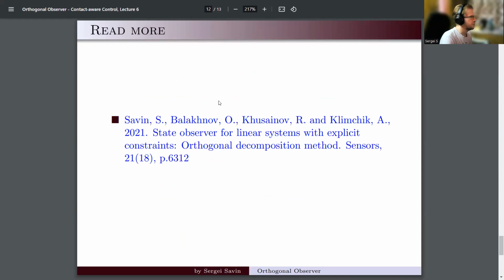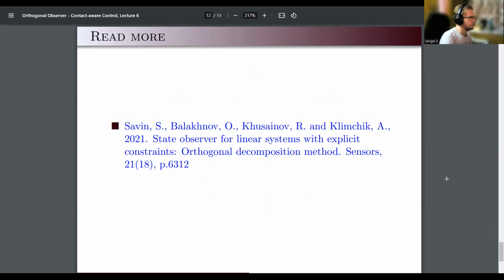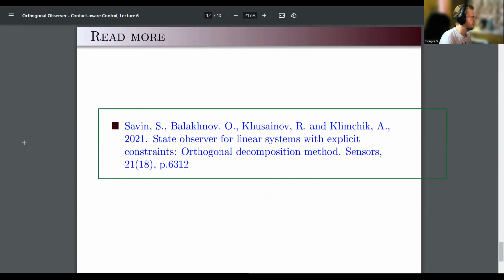Okay, so this is it for how to design an observer for systems with constraints. We don't have a lot of time, so I will just wrap up. This is the paper that I based this lecture on. You can see that I have a natural bias. This is my paper with my very good colleagues, who used to be from our university. So it was a pleasure to work with them.